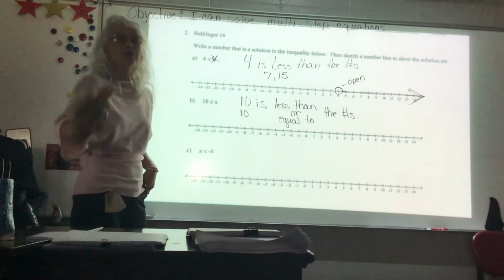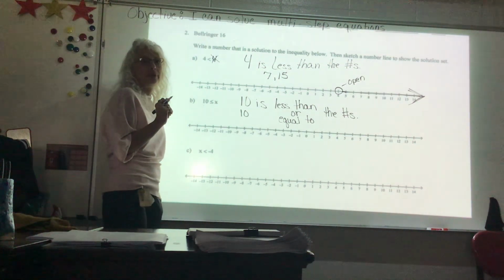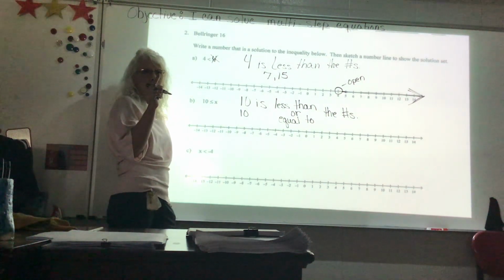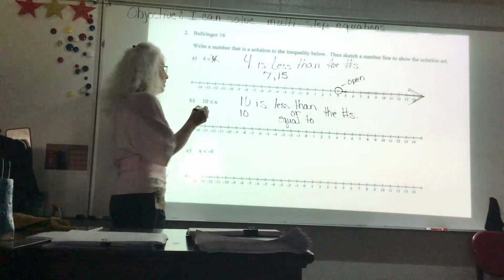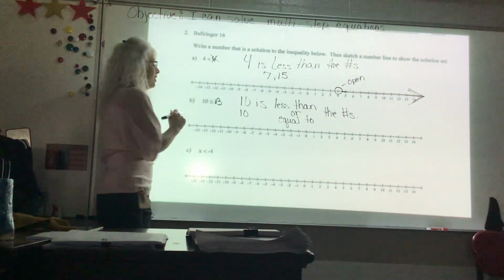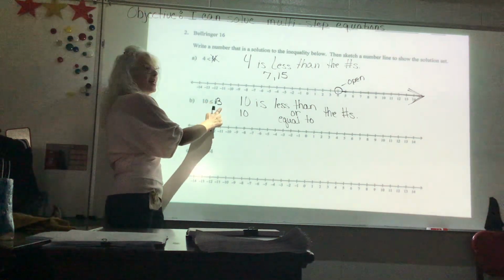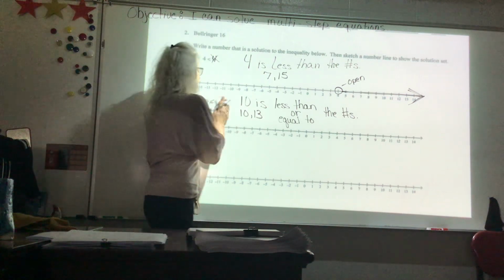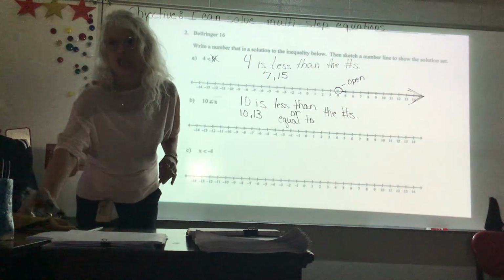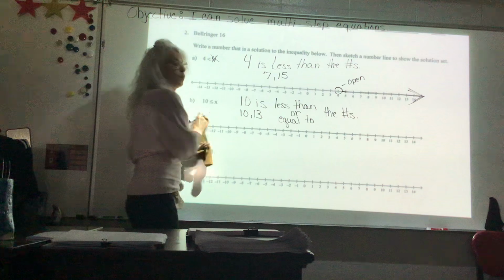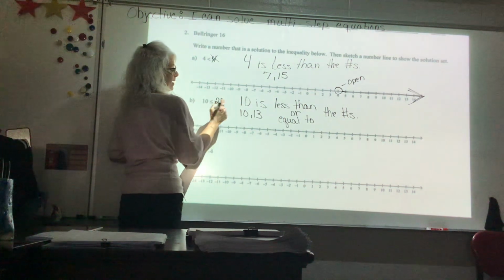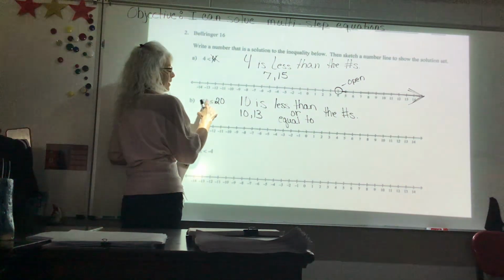Give me another solution. Brennan. 13. Thank you. Is 10 less than 13? So that's a solution. Then give me another solution. What did I hear? 20? So I'm replacing the X with 20, is 10 less than 20?